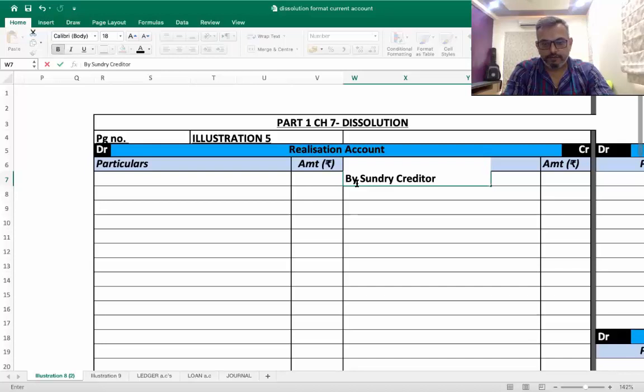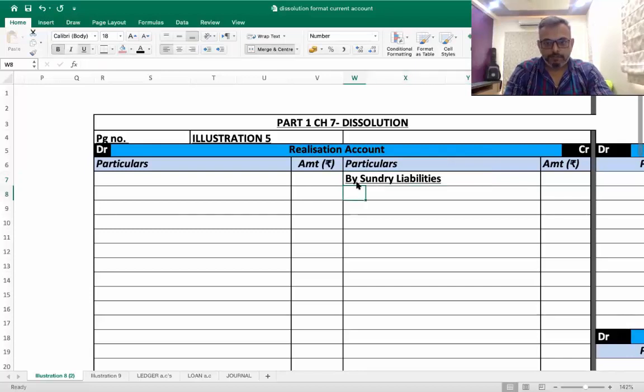creditors, sundry liabilities, creditors 3 lakh and bills payable 40,000. Outer column 3,40,000.